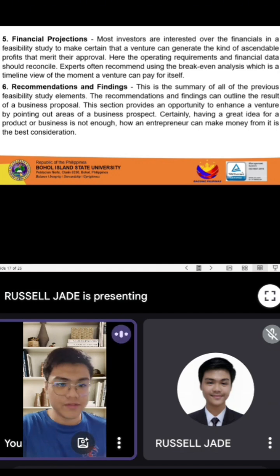So lastly is the recommendations and findings. So this is a summary of all the previous feasibility study elements. The recommendations and findings can outline the results of a business proposal. So this section provides an opportunity to enhance a venture by pointing out areas of a business prospect. Certainly, having a great idea for a product or business is not enough. How an entrepreneur can make money from it is the best consideration.